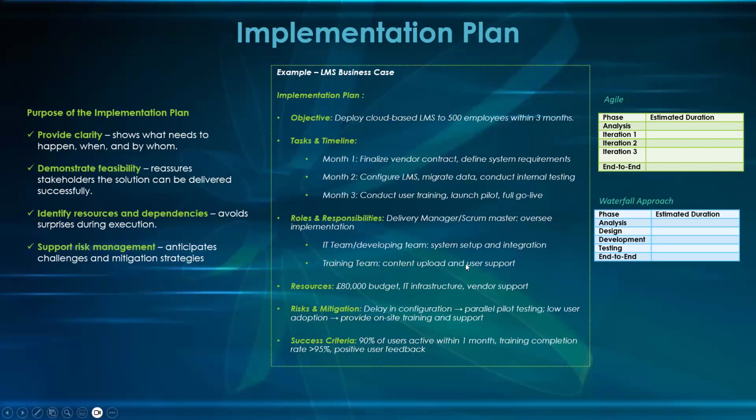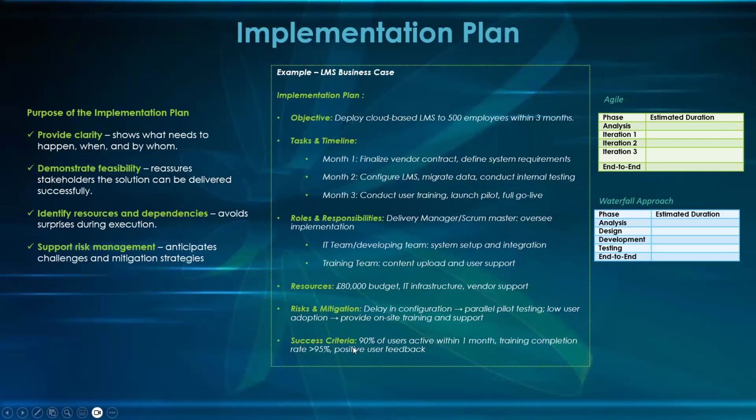How much resource do we have? 800K. That's the cost of the project, including infrastructure and vendor support. What are the risks? You also want to identify the risks involved and state them. And what is the mitigation plan? If there's a risk, you need a mitigation plan, and you also need to specify it.